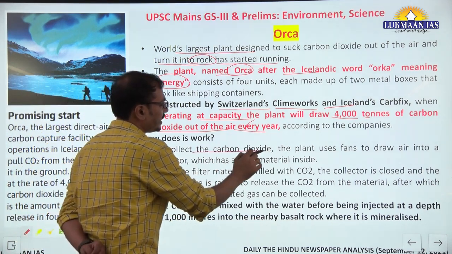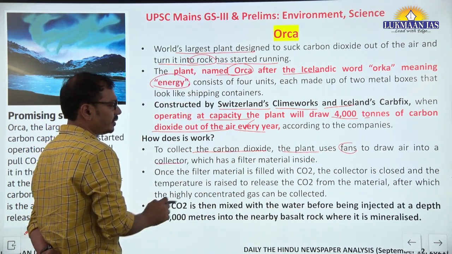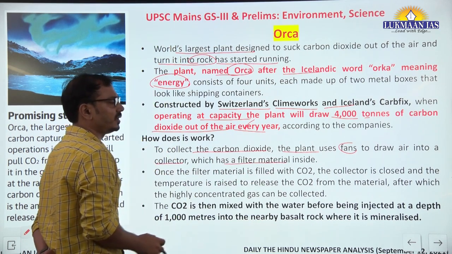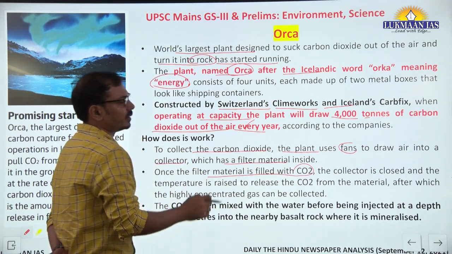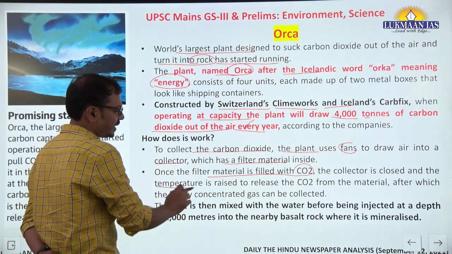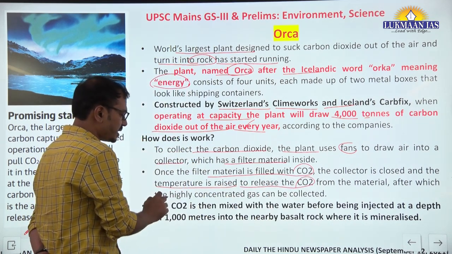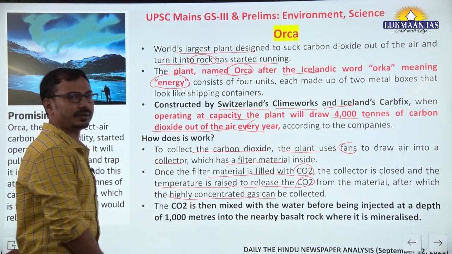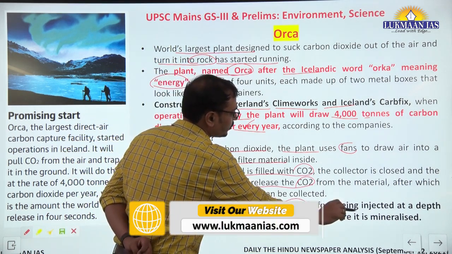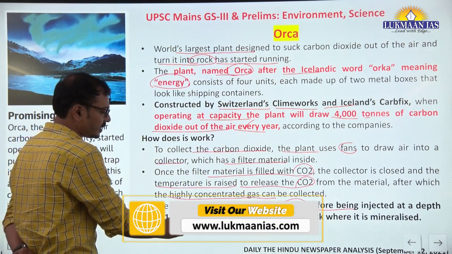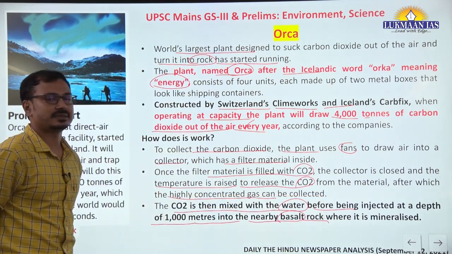To collect the carbon dioxide, the plant uses fans to draw the air into the collector, which has filter material inside. Once the filter material is filled with CO2, the collector is closed and the temperature is raised to release the CO2 from the material, after which highly concentrated gas can be collected. Now, the CO2 is mixed with water before being injected at a depth of 1000 meters into nearby basalt rock where it is mineralized.